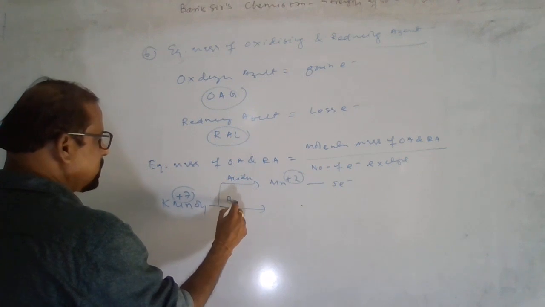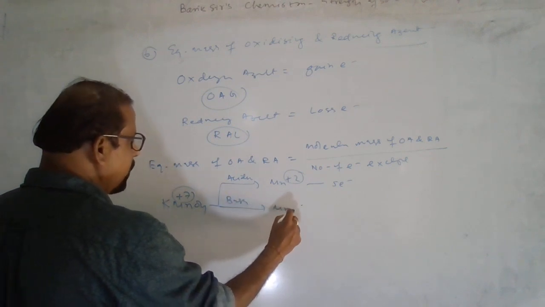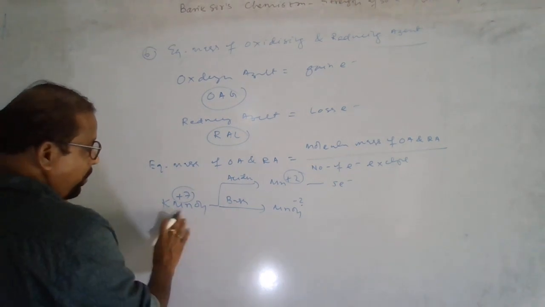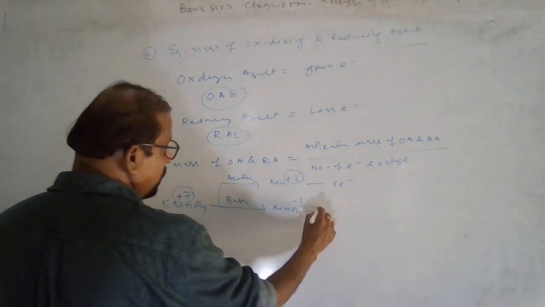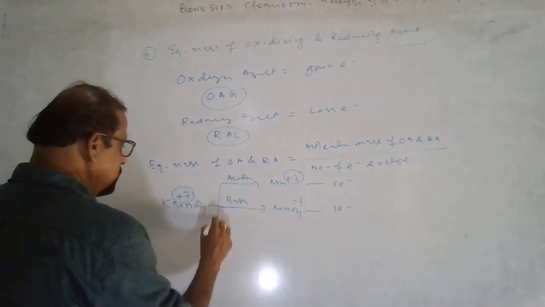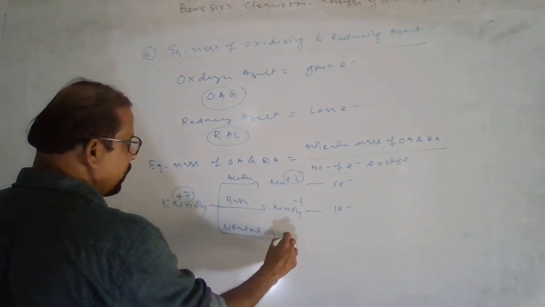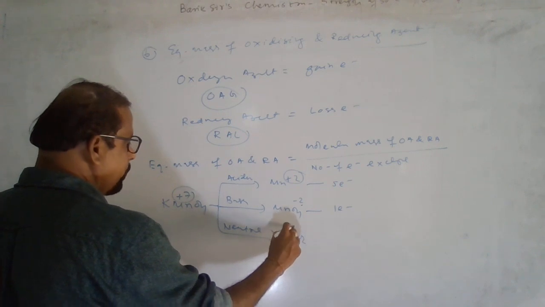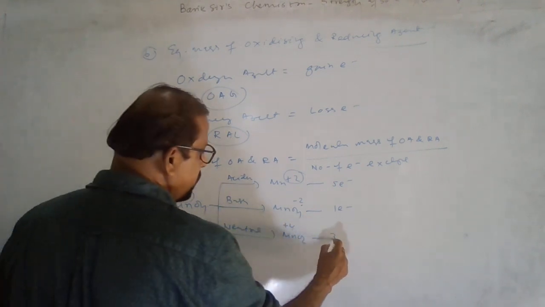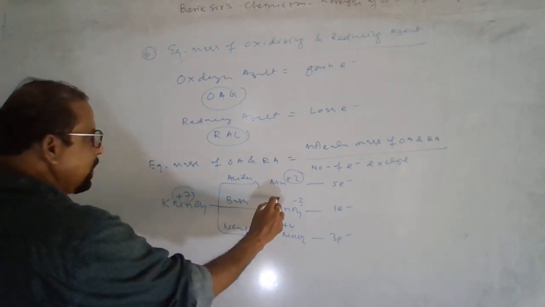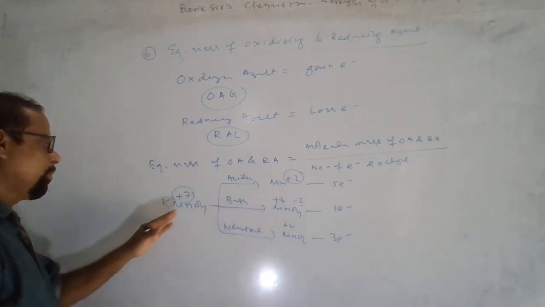In a basic medium, permanganate is converted to MnO4 2-, manganate. So that is only 1 electron exchange. But in the neutral medium, it is converted to MnO2, which means plus 4. Plus 7 to plus 4 is 3 electron exchange here. The plus 6 is potassium manganate.